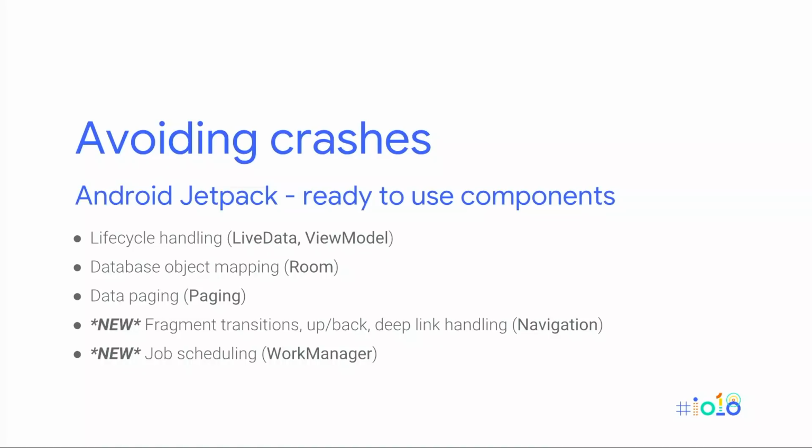This year at I/O, we're announcing 2 new components as part of the Android Jetpack initiative. This is Navigation for handling all kinds of fragment and activity transitions and navigation problems, and WorkManager for scheduling work in the background. But you don't have to use components provided by Google. There are a lot of great third-party libraries out there, and if you think they're useful to you in your application and they will solve your problems, feel free to use them as well.